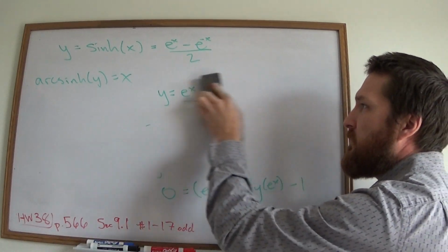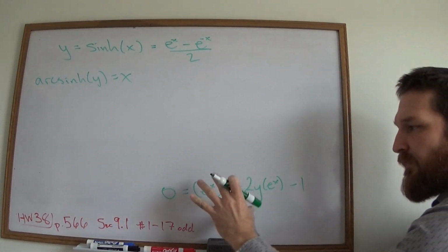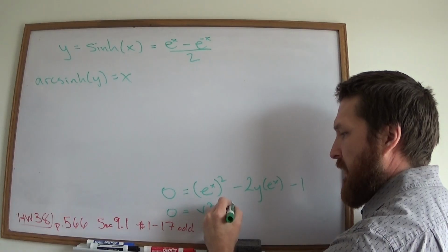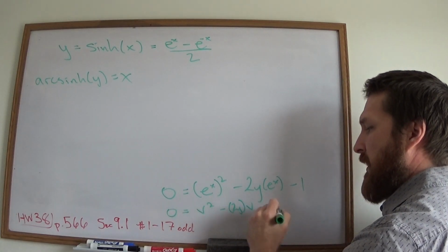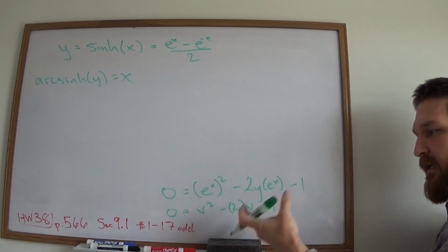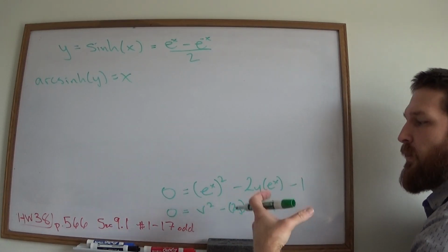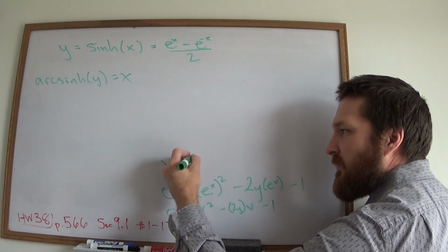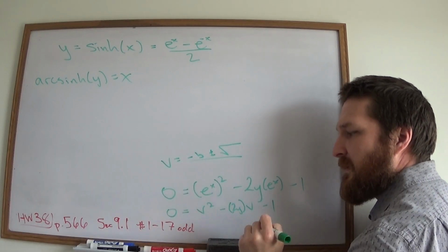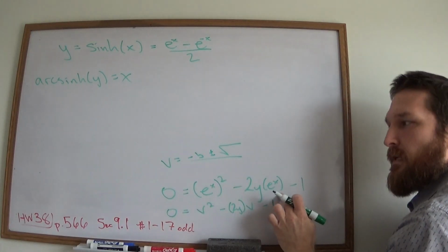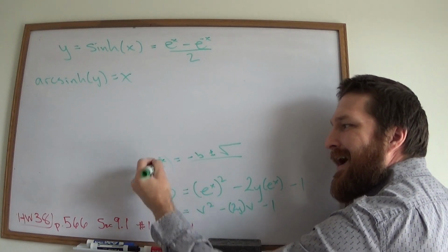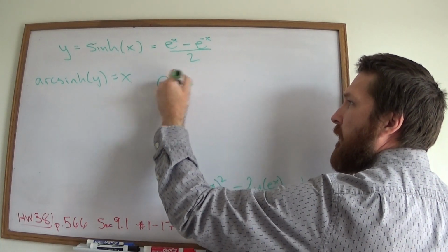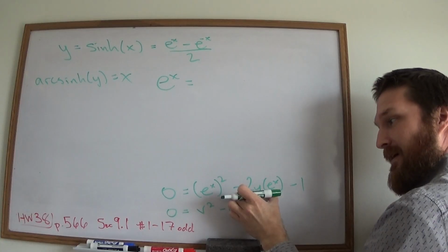So let's use the quadratic formula. If we had some v squared minus 2y v minus 1, I would say that v equals negative b plus or minus the square root of b squared minus 4ac all over 2a. But it's not v that we have, it's e to the x. So I'm going to say e to the x is equal to, and now let's do it. b is negative 2y.